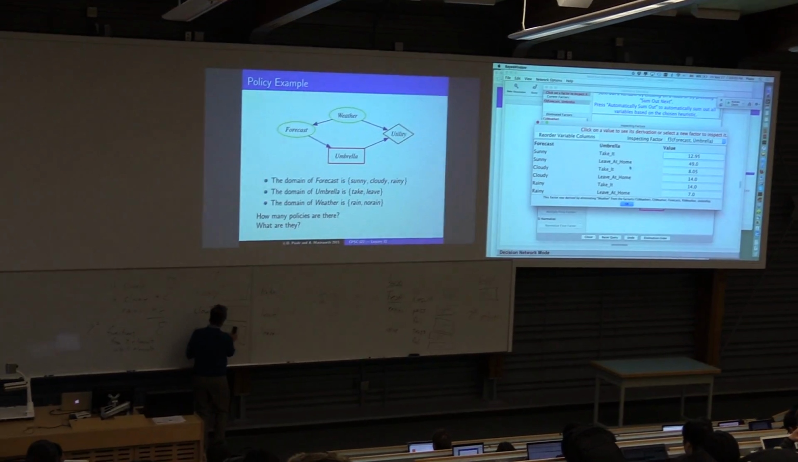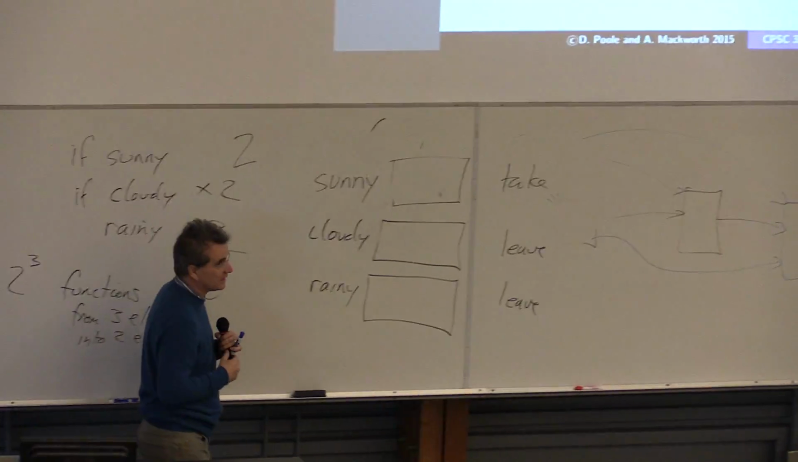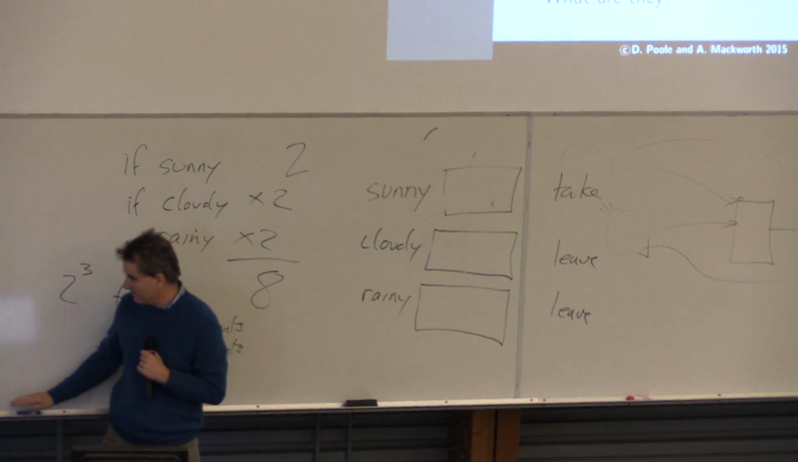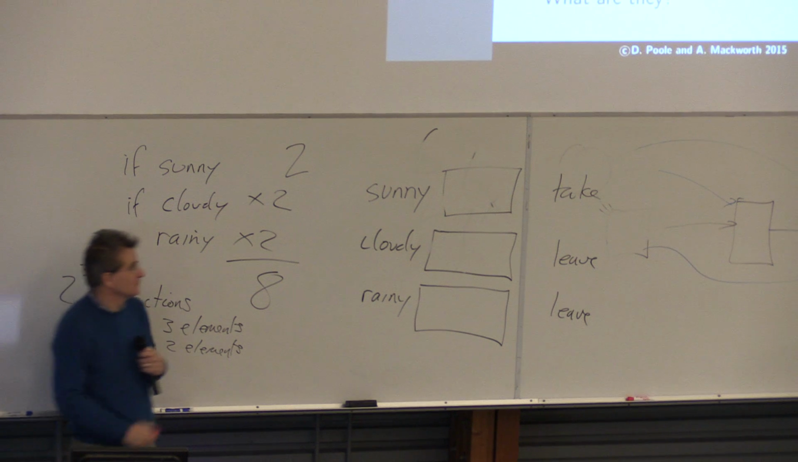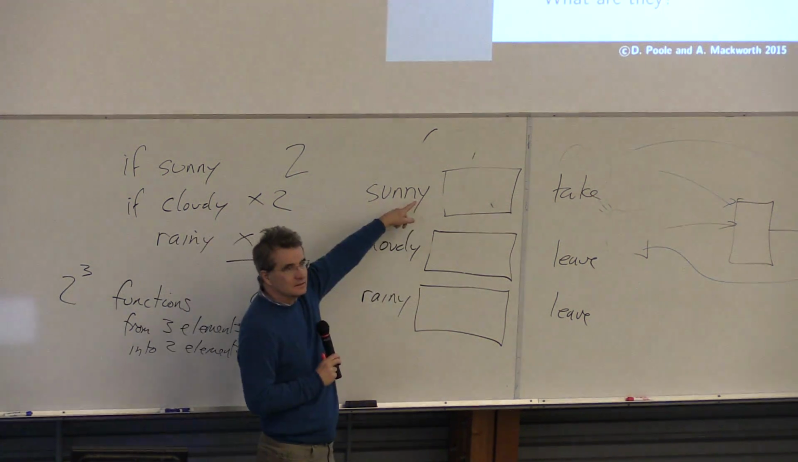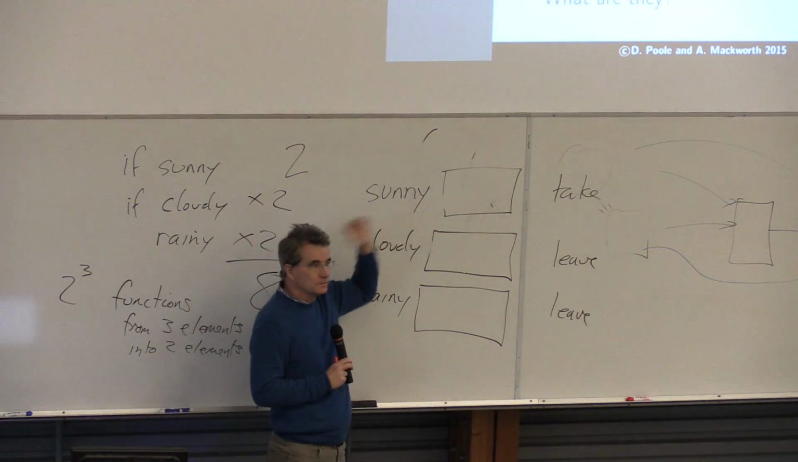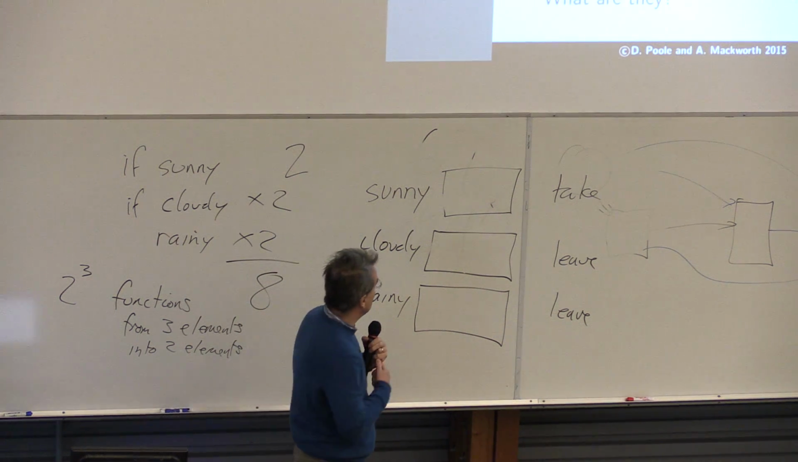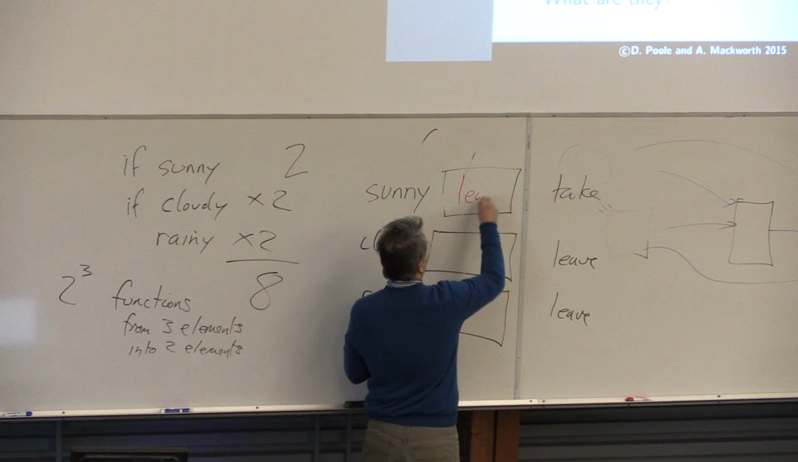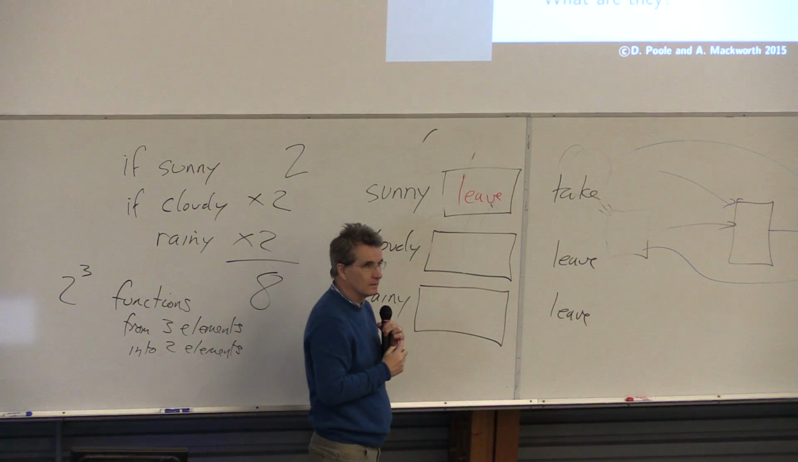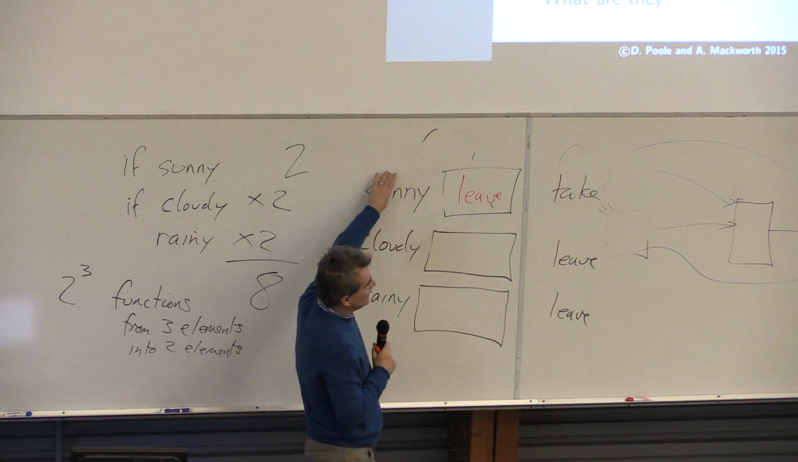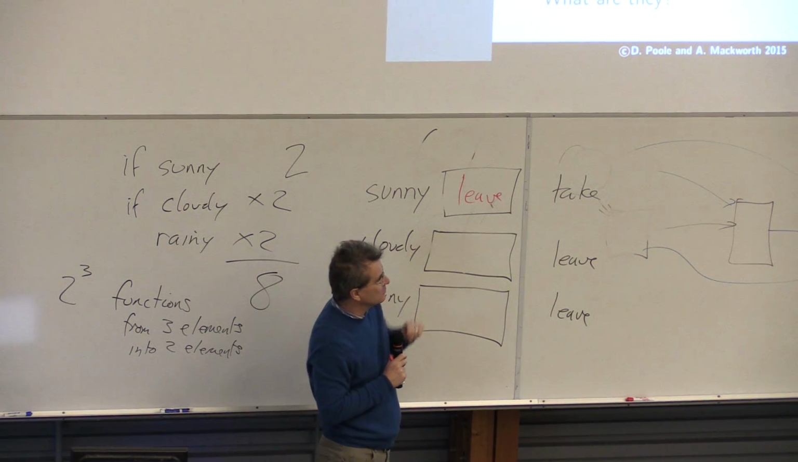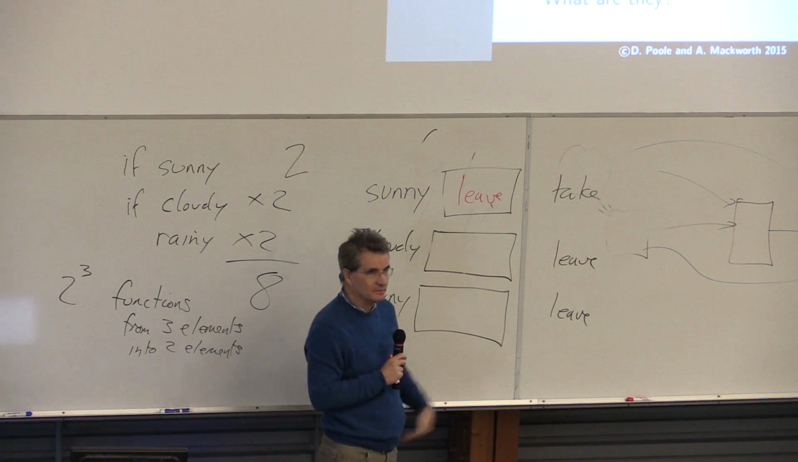So let's fill in this table. What's the optimal policy? What should we do when it's sunny? We should leave it at home. Why? Right, because when it's sunny, if I take it, I get a utility of 12.95. And if I leave it at home, I get a utility of 49.